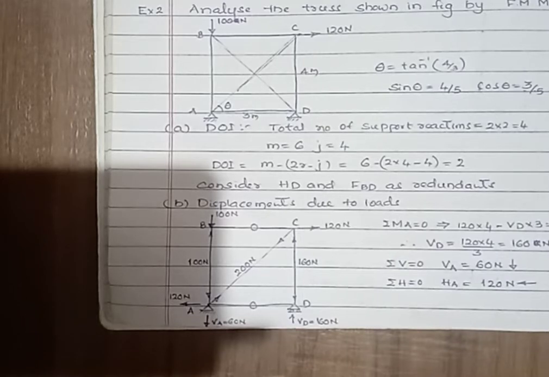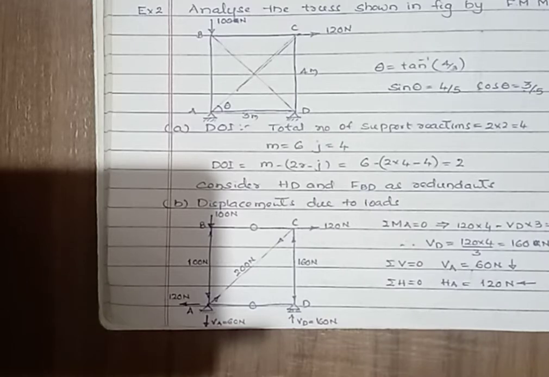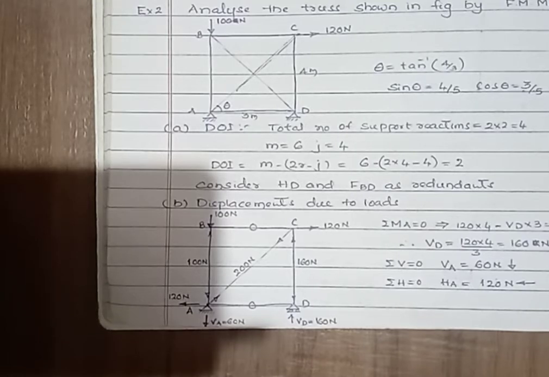Similarly, in the other triangle, angle ADB is also theta. AB is opposite side, AD is adjacent side, BD becomes hypotenuse. Then tan theta equals opposite side divided by adjacent side. Opposite side is 4 meter, adjacent side is 3 meter. Therefore, theta equals tan inverse of 4 by 3.